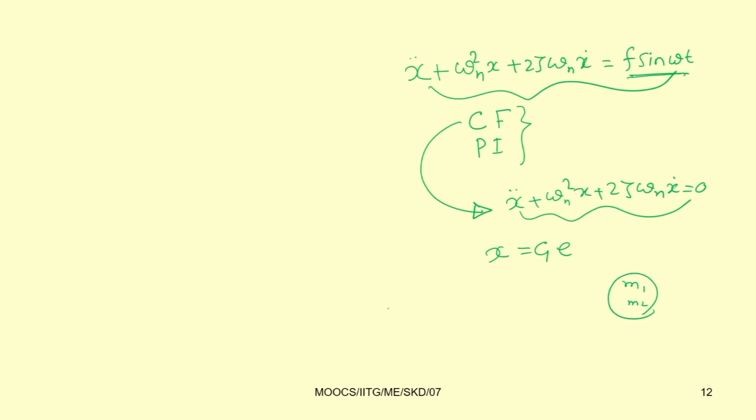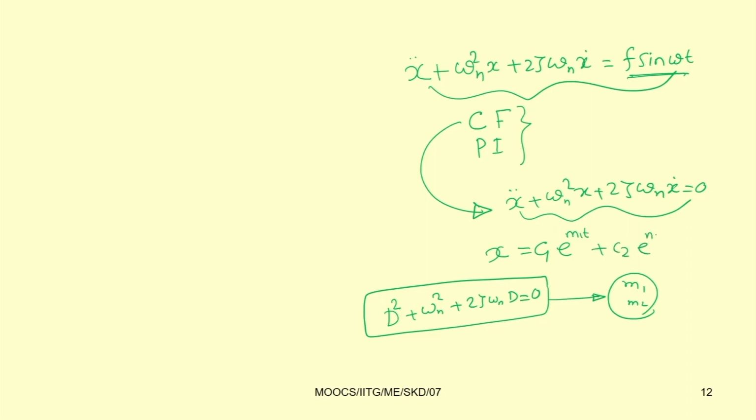So, your auxiliary equation in this case is d square plus 2 zeta omega n d plus omega n square equal to 0. So, this is the auxiliary equation. The solution of the auxiliary equation will give you two roots, let these be m1 and m2. So, the solution x will be equal to C1 e to the power m1 t plus C2 e to the power m2 t. This way you can find the complementary function.